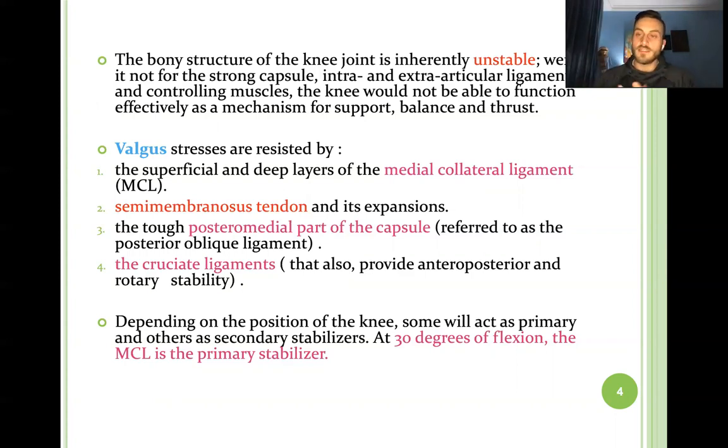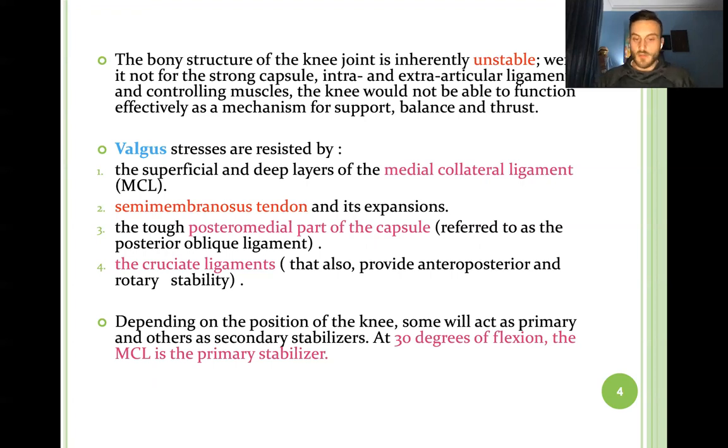So if you have valgus stress, you are pushing the distal part, which is the leg, to the lateral outer side. The structures that are going to be affected: you might get an MCL injury, which is the medial collateral ligament, you might get semitendinosus tendon problems, the posterior medial part of the capsule, and the cruciate ligaments, which are very important, the ACL and the PCL. And we will have a special lecture talking about the ACL and the PCL.